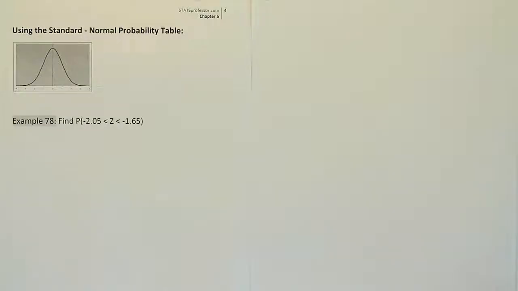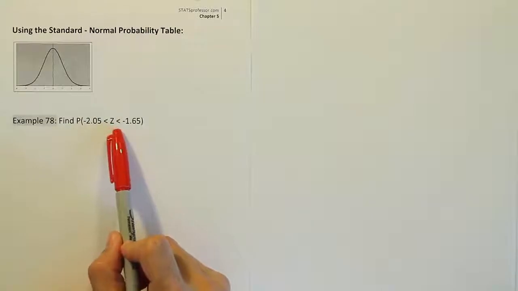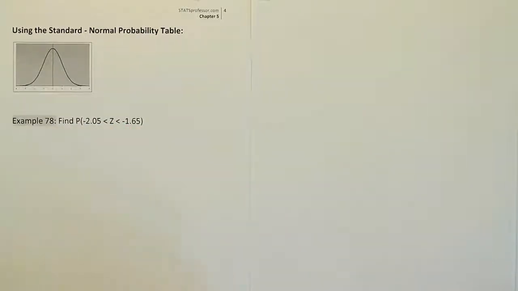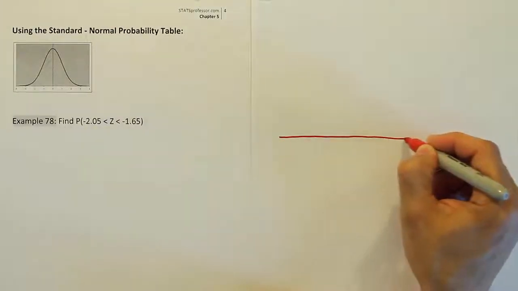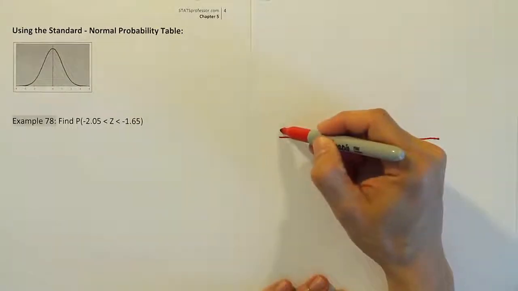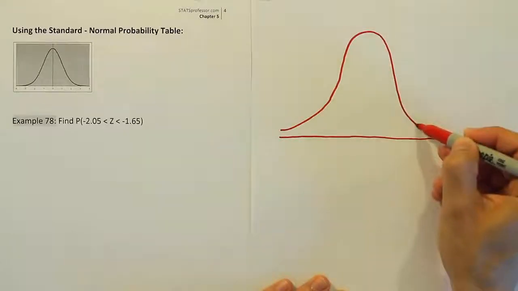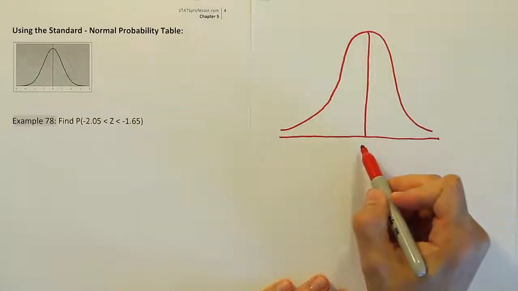Example 78. So we're looking for the probability that a standard normal random variable is between negative 2.05 and negative 1.65. Okay, so let's do our drawing here of a bell curve. I'm making it a little bigger this time because we're going to need some space on just one half of the curve here. Okay, so I'm going to put 0 in the center.